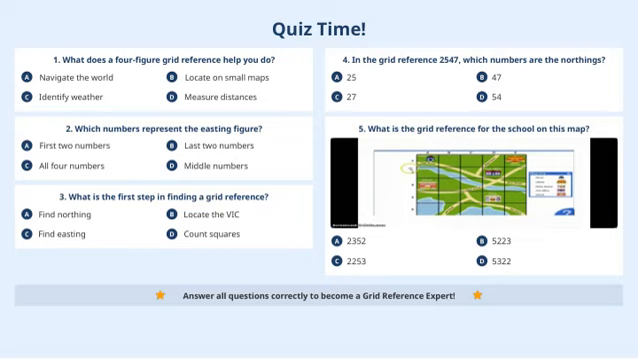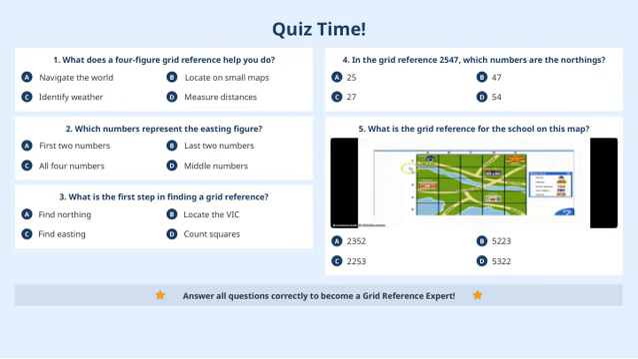All right, it's time for a quick quiz to see how much we've learned about grid references. Let's go through each question together. First up, what does a four-figure grid reference help you do? Is it A, navigate the world, B, locate on small maps, C, identify weather, or D, measure distances? Think about the purpose of grid references. They're mainly used for pinpointing locations on maps, especially small ones, so the answer is B.